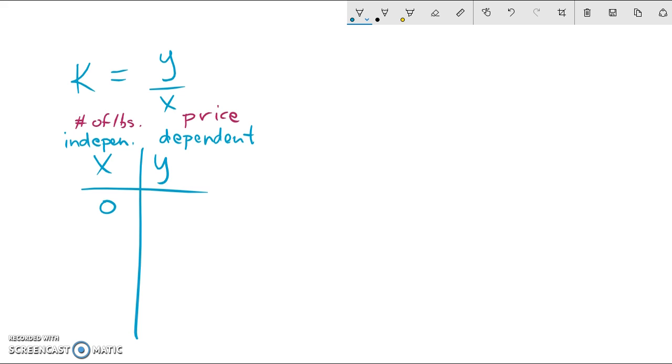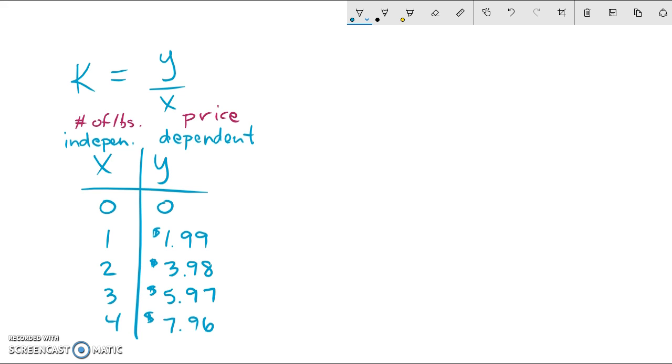So what we started with in our table was the origin, 0, 0, because if I buy 0 pounds of spare ribs, I'm going to pay $0. Then we also looked at if I buy 1 pound, and this was my unit rate, 1 pound of spare ribs is going to cost $1.99. From my table, I remember that 2 pounds cost $3.98, 3 pounds cost $5.97, and 4 pounds cost $7.96. So those were all 5 of my points. I now have 5 points on my graph.